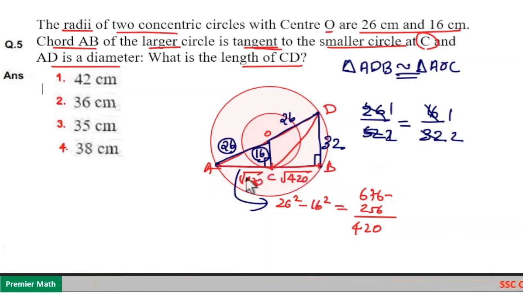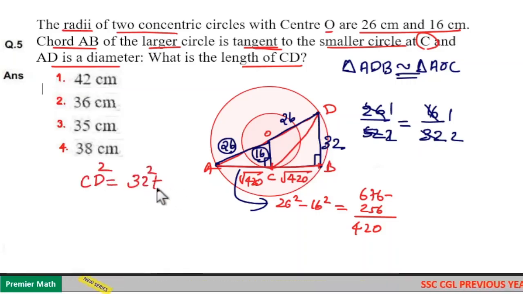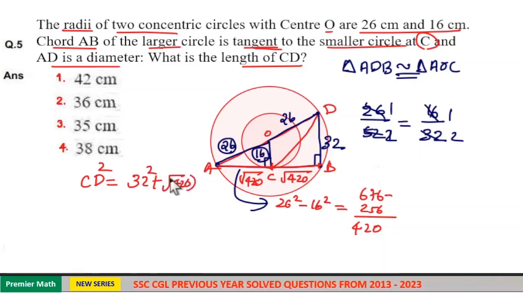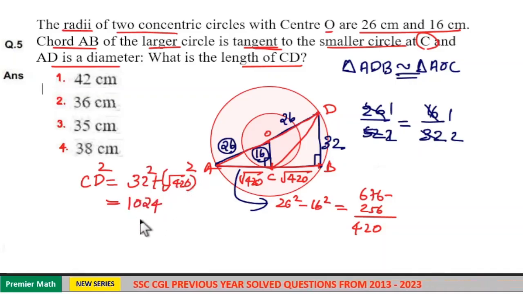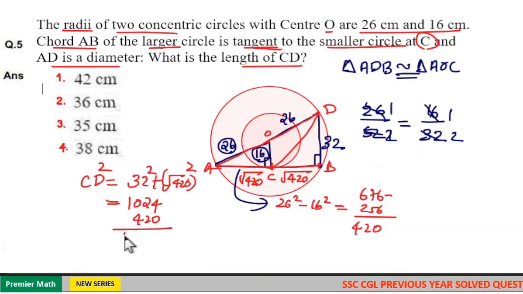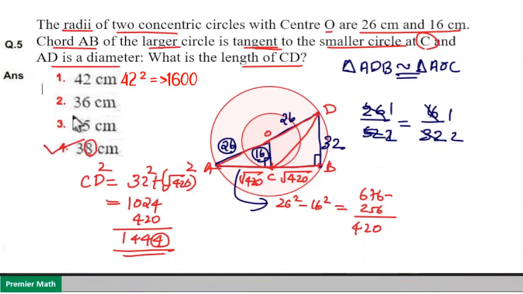AC is equal to CB. Then we can find CD. That is, CD square is equal to 32 square plus root 420 square, which is equal to 1024 plus 420, which is 1444. That is, 4 is unit digit here. If you square 8 it is 64, so 4 is unit digit. So option 4 is your answer. 42 is way larger. So option 4 is your answer.